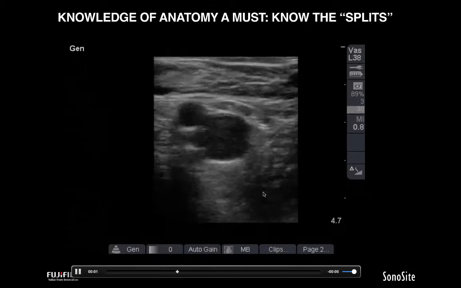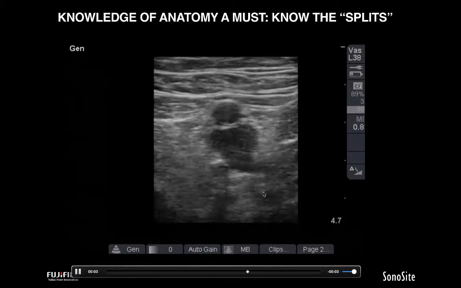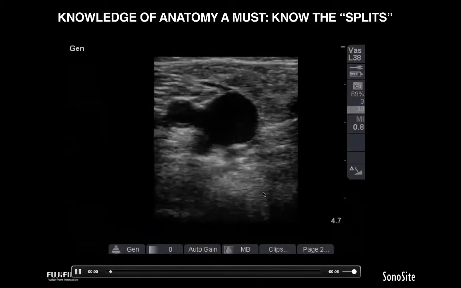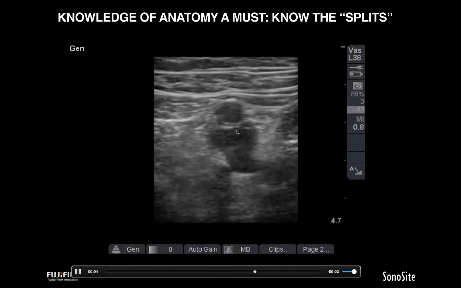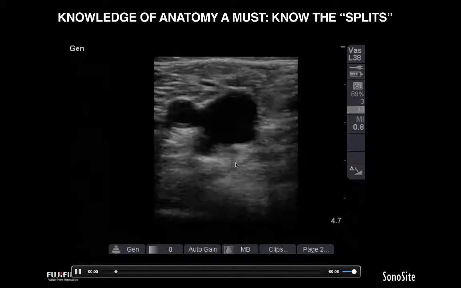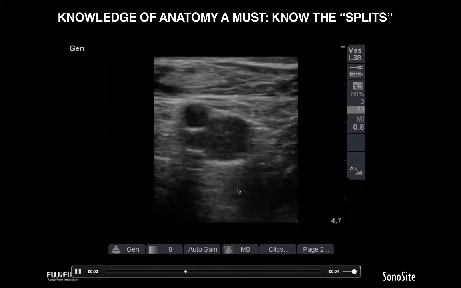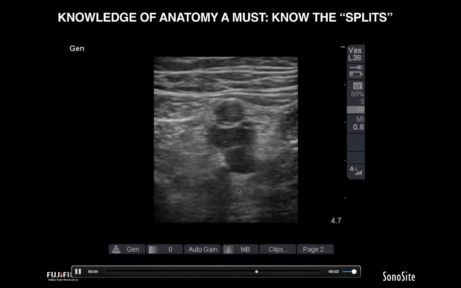Now, same leg. This is a looping clip, and we're going to start at the greater saphenous. So there's a greater saphenous. As we come down, that's a lateral perforator. As we keep going, this is the deep femoral. So very similar to that cartoon that I showed you, except this is the right leg.